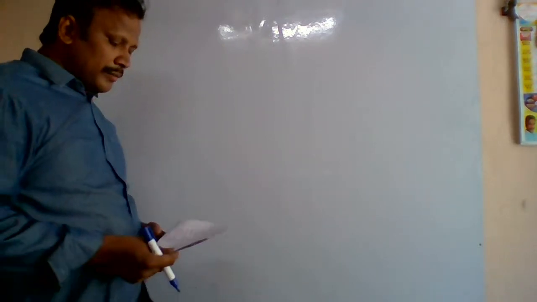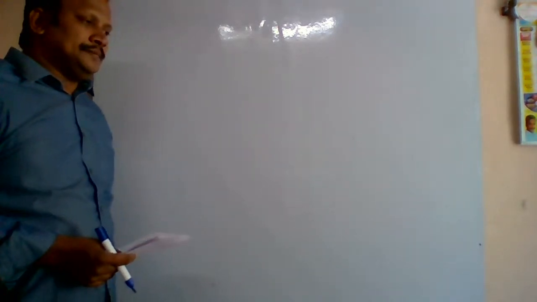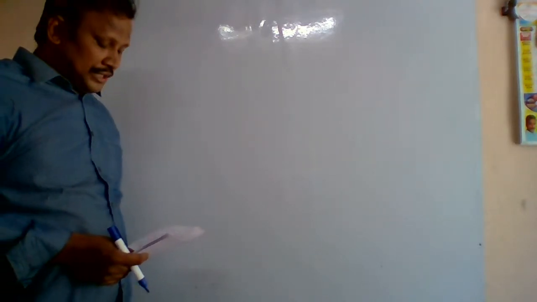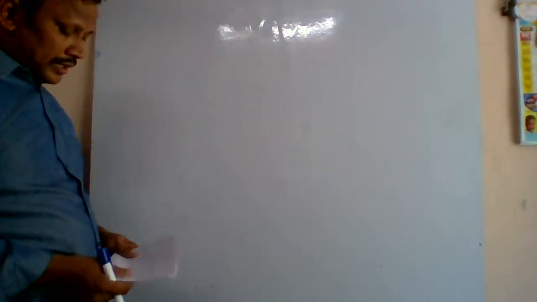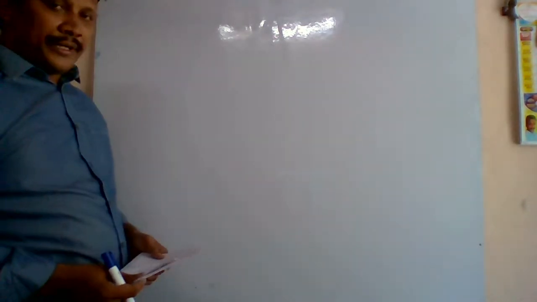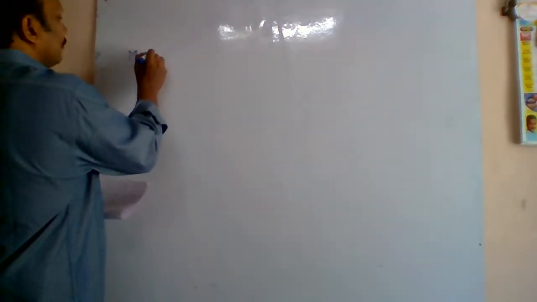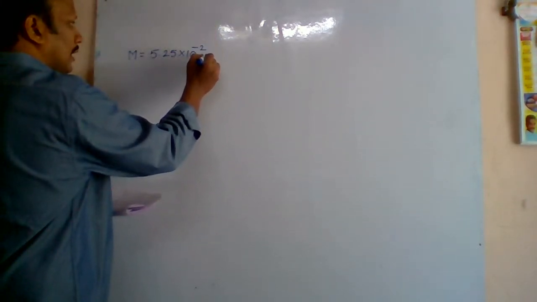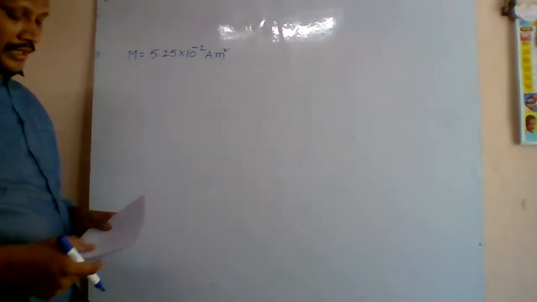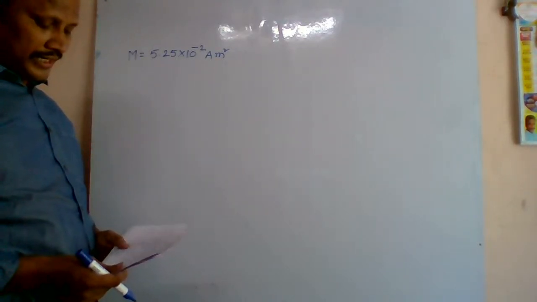So next problem. A short bar magnet of magnetic moment 5.25 into 10 power minus 2 ampere meter square.